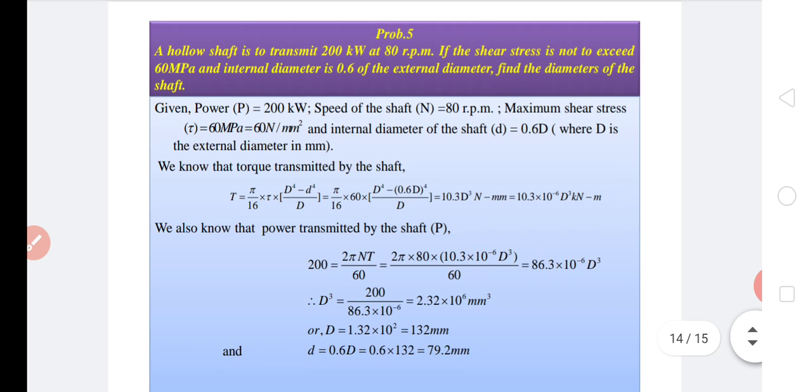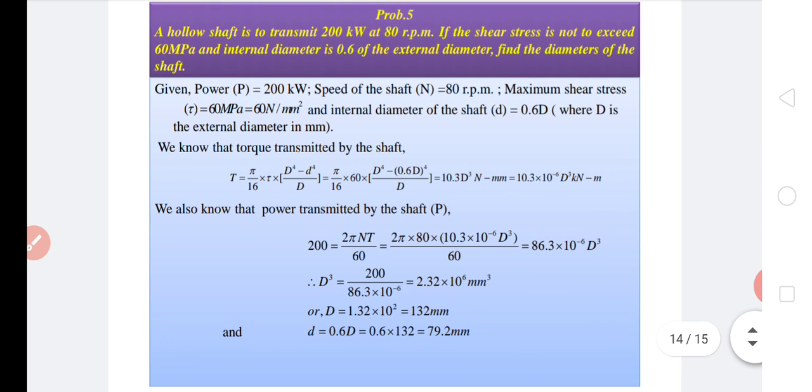After that, problem number 5. In this question, a hollow shaft, so the type of shaft is hollow. That means there are two diameters, internal and external, and power is mentioned, that is 200 kilowatt, and speed, that is n. So there is an equation: 2 pi n T upon 60 equals power P.